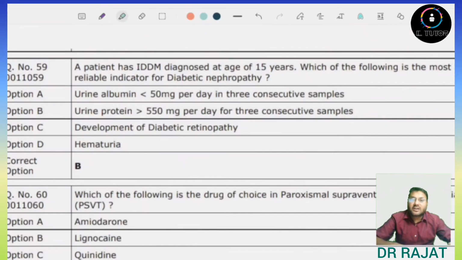A patient has IDDM, insulin-dependent diabetes mellitus, diagnosed at the age of 15 years. Which of the following is the most reliable indicator for diabetic nephropathy? So they are asking about the complication of diabetes, which is diabetic nephropathy, and the reliable indicator for diabetic nephropathy is when protein greater than 550 mg per day is present in the urine for 3 consecutive days. Minimum it should be 3 consecutive days. So here answer will be option number B, greater than 550 mg per day.